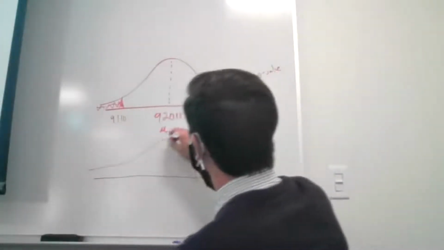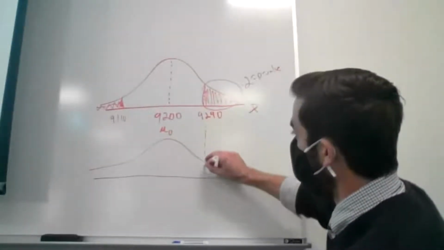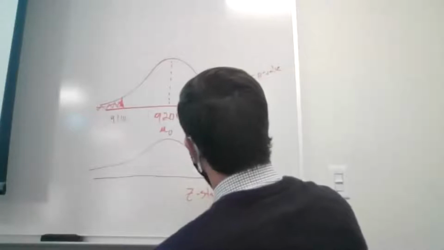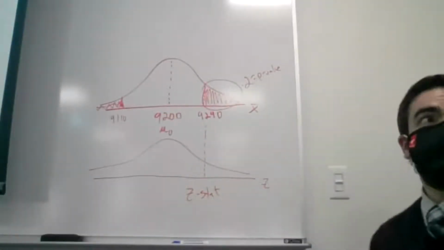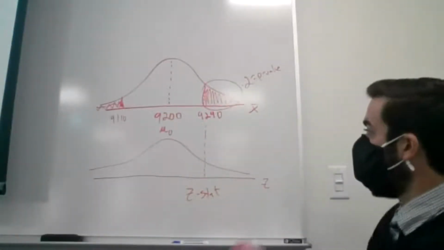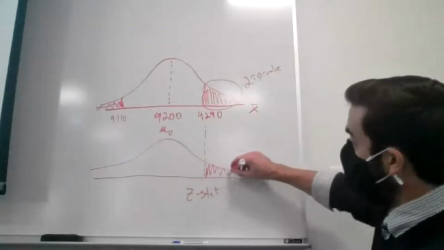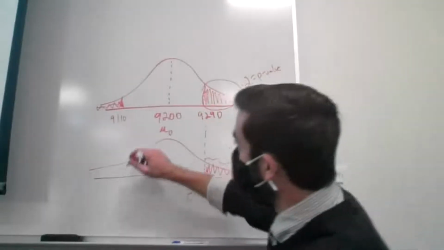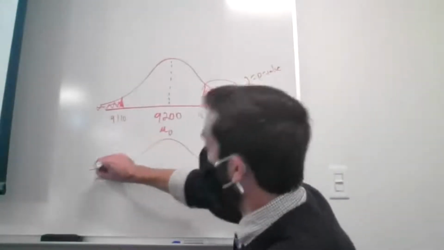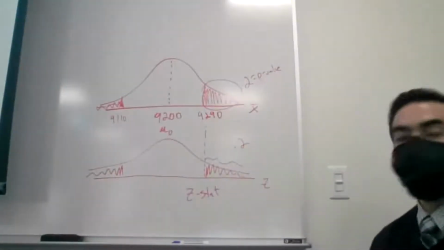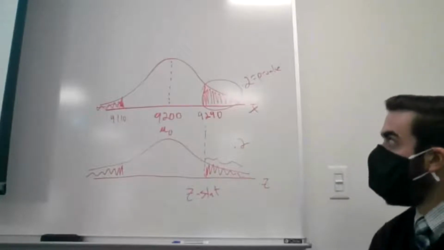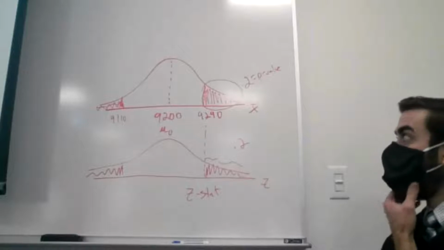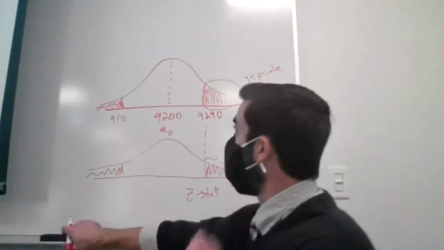Well, I need to turn it into a standard normal distribution and turn my sample mean into a z-statistic or a test statistic, right? Then I can find the area to the right here, multiply by 2, because for a two-tailed test, I have two tails here. So how do I turn this value into my test statistic?